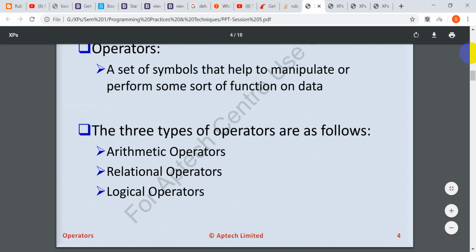So the three types of operators are as follows. We have arithmetic operators, relational operators, and logical operators, right? Arithmetic operators deal with numbers, like plus, addition, subtraction. Relational: greater than, less than, equal to. Logical: and, or, not, right?